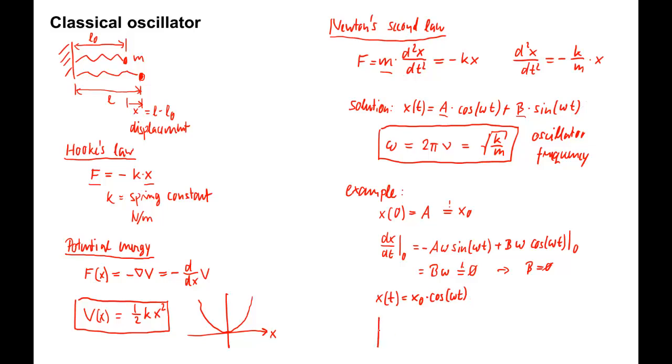Plotting the displacement x against time, it looks like this. With the initial displacement of x0, the spring extension oscillates between x0 and negative x0 over time. In summary, the classical harmonic oscillator is a quadratic potential energy profile, V of x equals 1/2 k x squared, and its oscillator frequency is given by omega equals the square root of k over m.